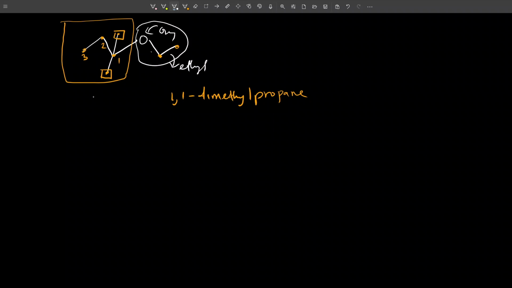So we can add that at the front here as ethoxy. Sorry for the space. Let me bring it closer. Ethoxy is attached to the first carbon of the parent, so we put a one. This is one ethoxy, one dimethyl propane.